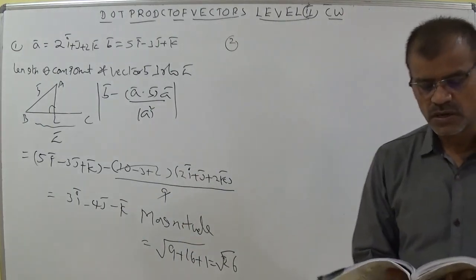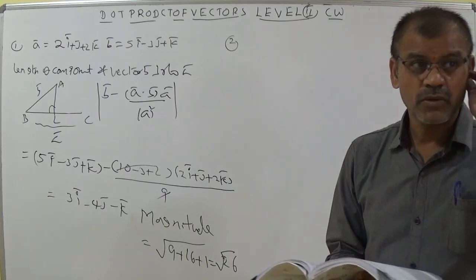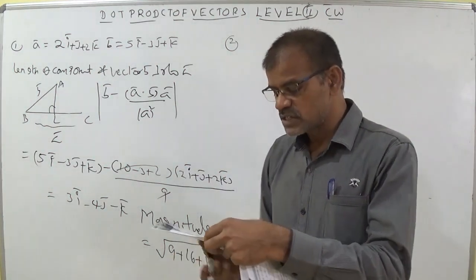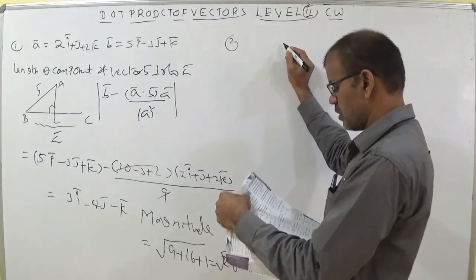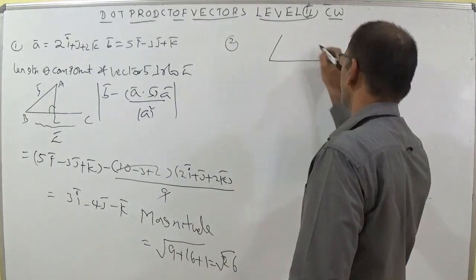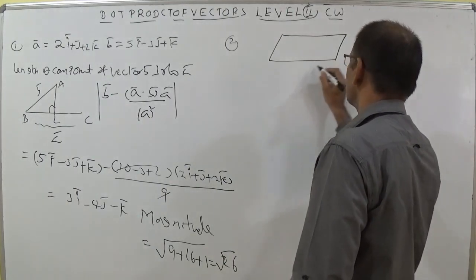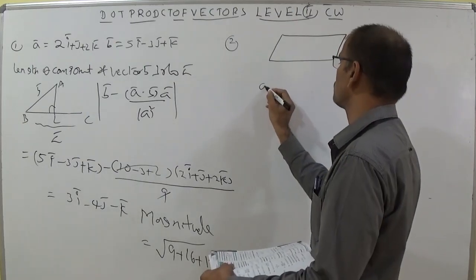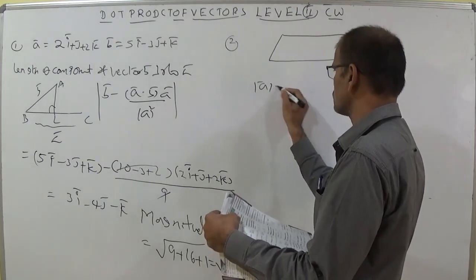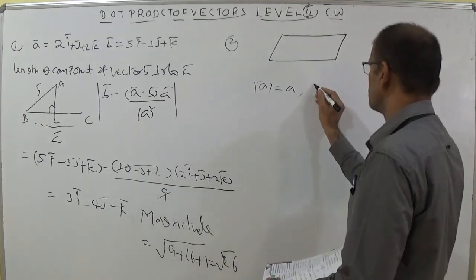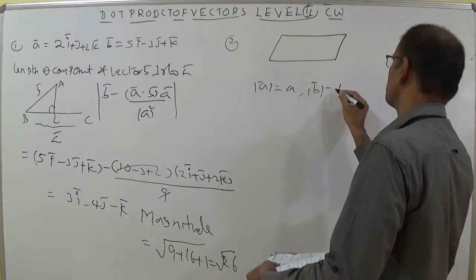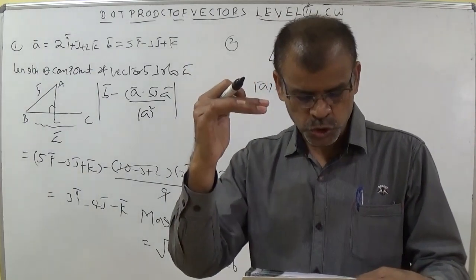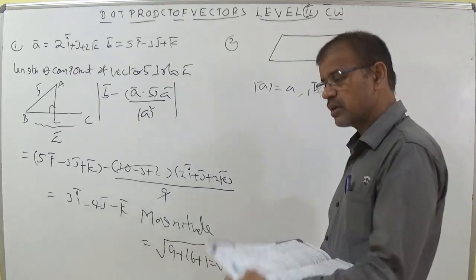Let us see the second question. It is a lengthy question but the concept is very small. A parallelogram is constructed with A bar and B bar as adjacent sides such that mod A is equal to mod B. Here mod A bar means A, a scalar, and mod B bar means B, a scalar. Find the vector which coincides with the altitude of the parallelogram and is perpendicular to A bar.